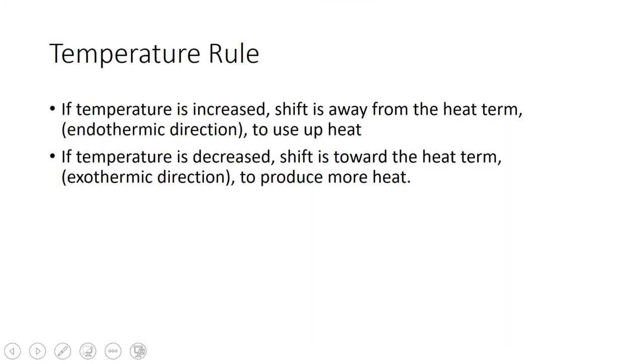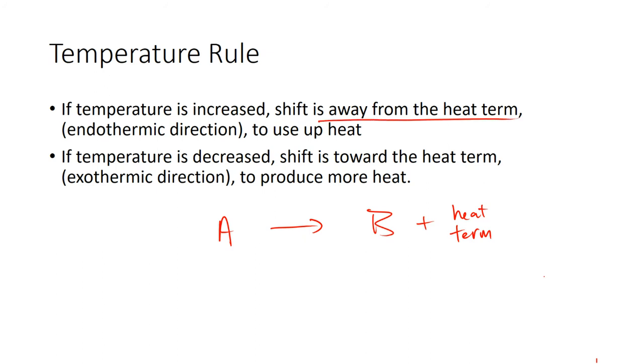The rule for temperature, when you have a heat term on the left or right, I'll just put it on the right in this example: if you increase temperature, you're going to shift away from the heat term. And that's because it's trying to use up the heat you added. And if you decrease the temperature, you're going to shift towards the heat term to try and make more up. So that's a good way to decide on the direction of the shift there.